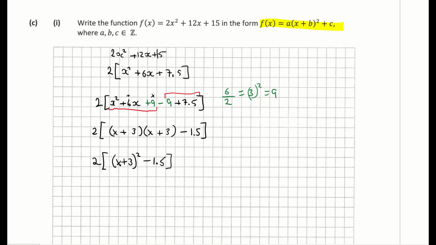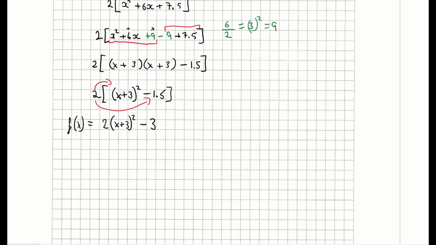And my final step, just to get it in the way they wanted it in the question, they want us to multiply in this 2. So when I multiply in 2, I get 2 times x plus 3 all squared, and 2 multiplied by 1.5 is negative 3. And that's my function, written in complete the square form.